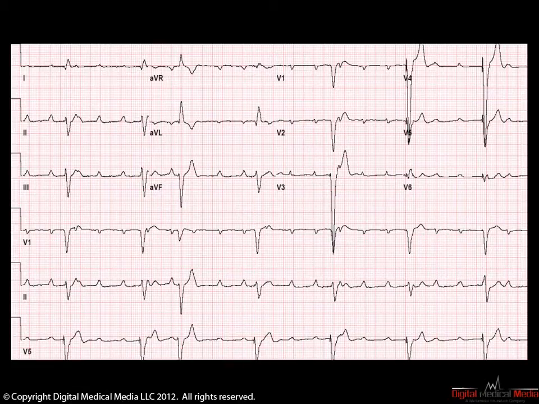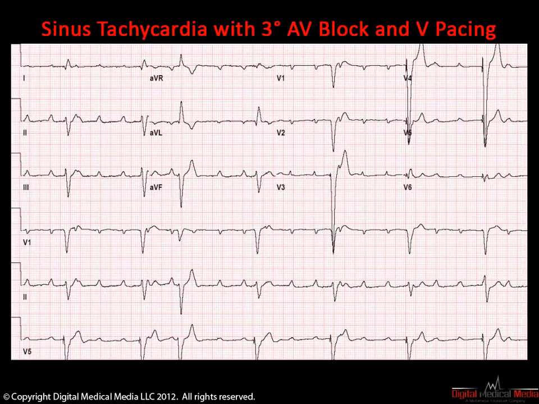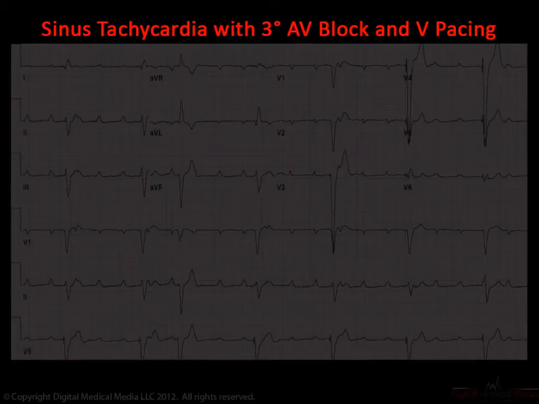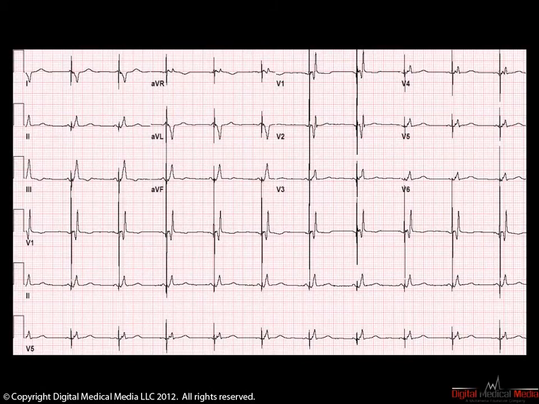The correct interpretation for this 12-lead ECG would be sinus tachycardia with third-degree heart block and ventricular pacing. So far, we have seen examples of single-chamber atrial pacing, single-chamber ventricular pacing, and dual-chamber pacing.